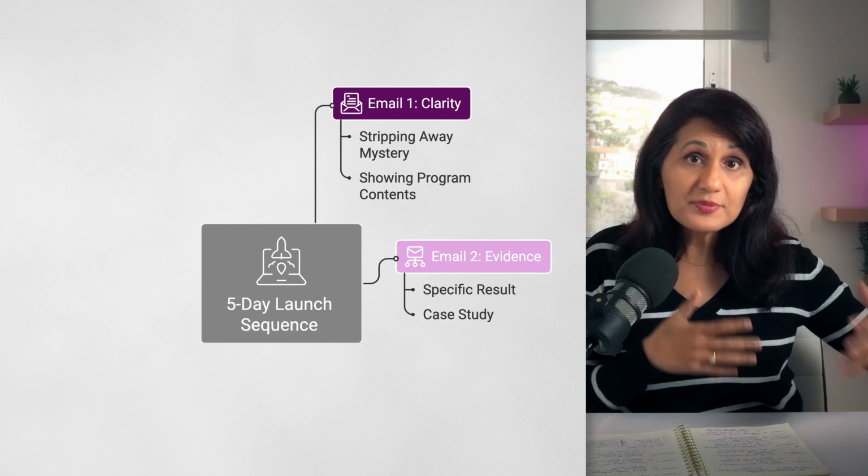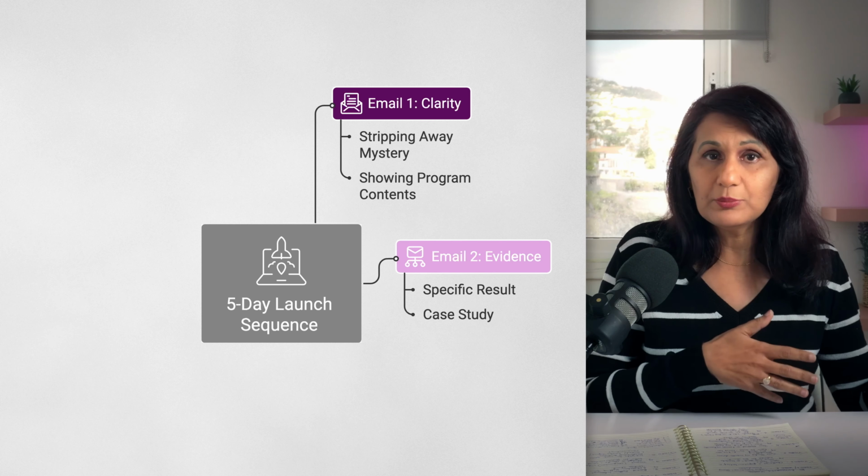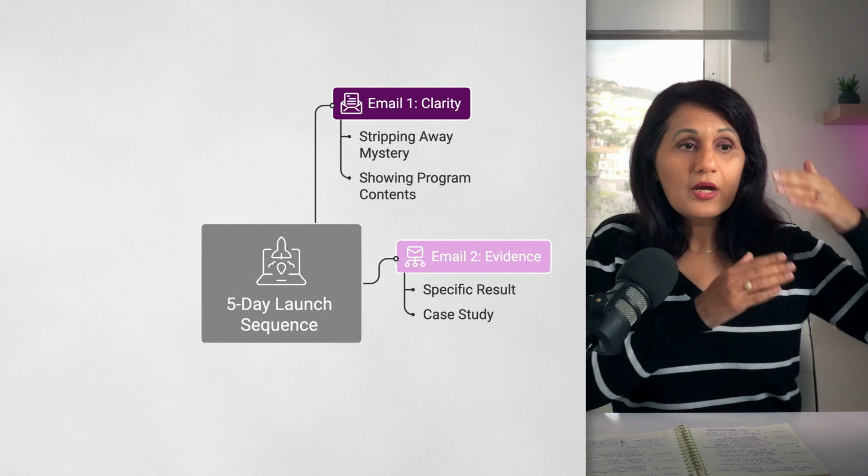The first email is all about clarity. So you're stripping away the mystery by showing exactly what's inside the program. The second email provides evidence that your product actually works. So here you're going to share a specific result or a case study and a testimonial perhaps to prove that your system gets real results for real people. And if you don't have clients already, then you can show how it got results for you. So you want to use your own product, right?